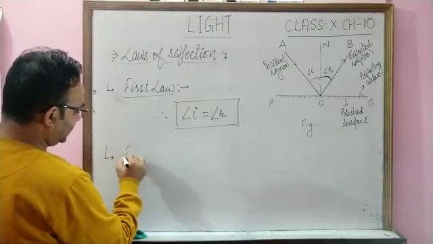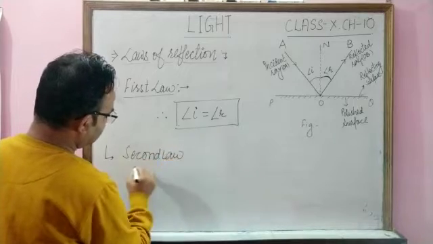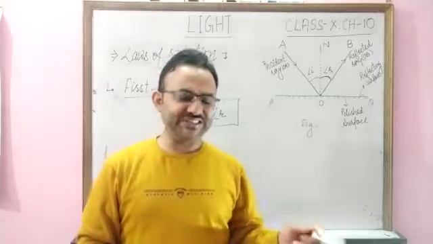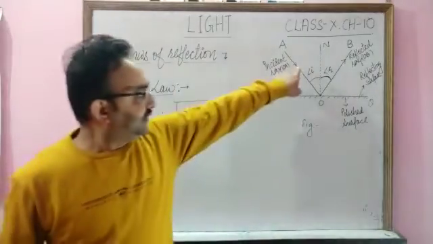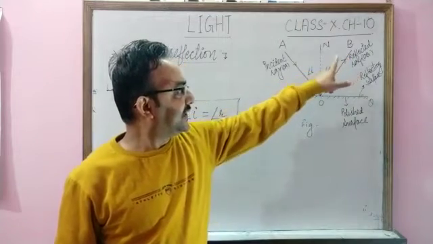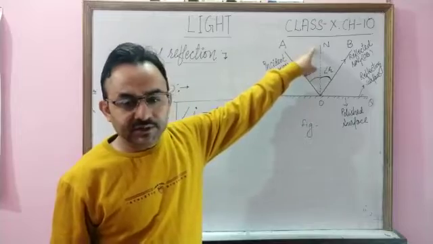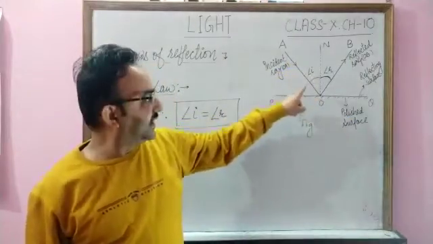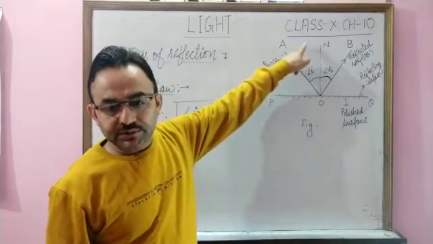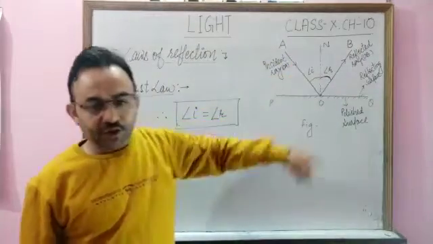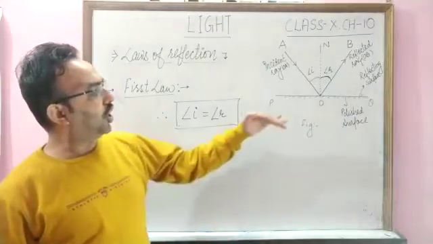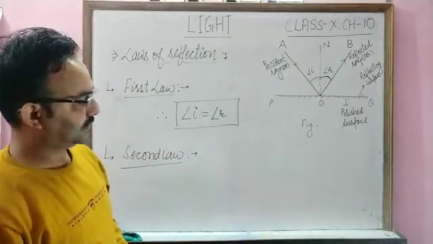Then about the second law of reflection. The incident ray, the reflected ray and the normal at the point of incidence. Listen again: the incident ray, the reflected ray and the normal at a point on the reflecting surface all lie in the same plane. All lie in the same plane.